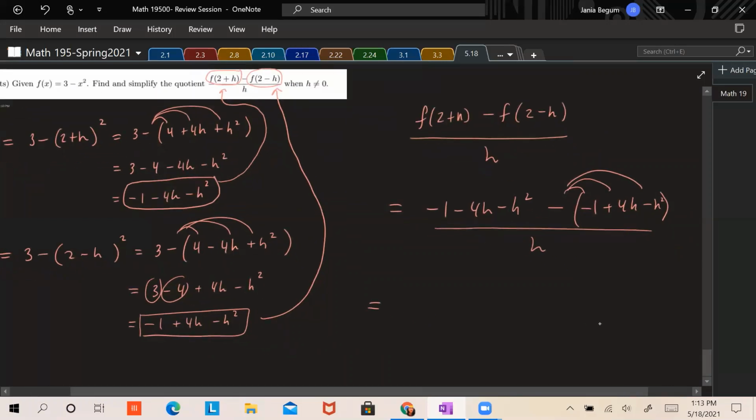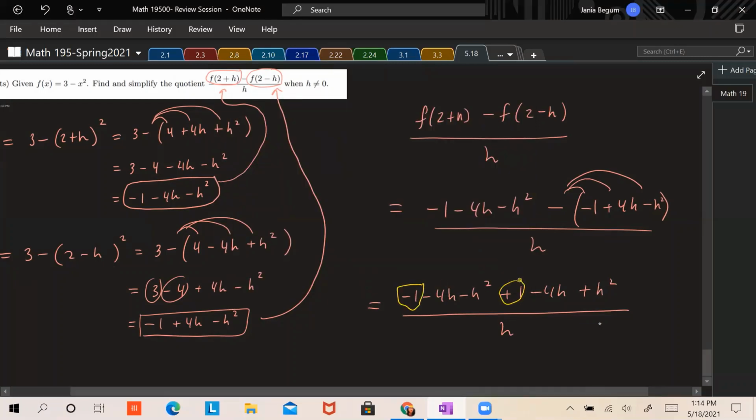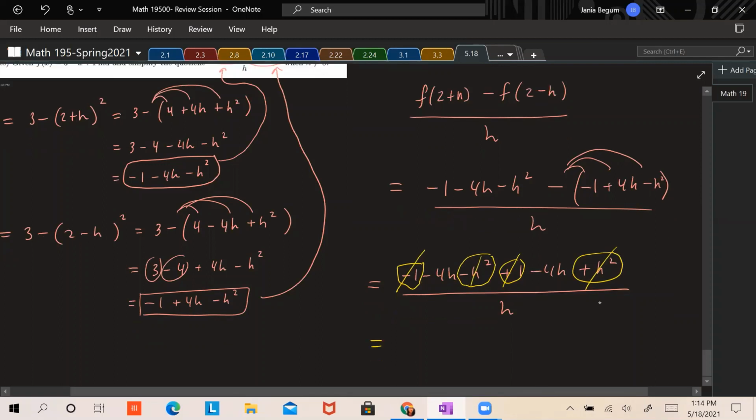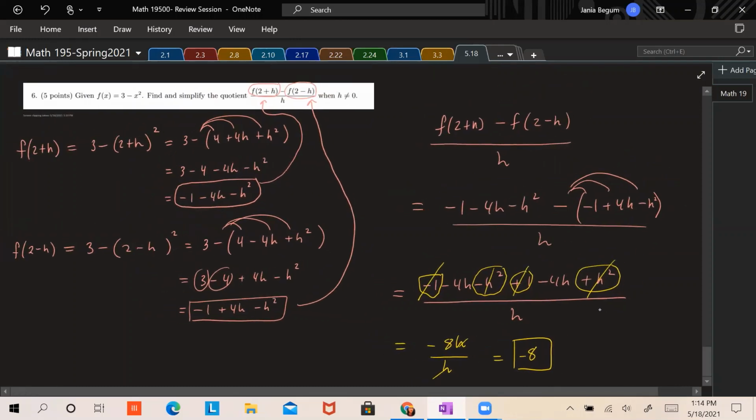So that gives us negative 1 minus 4h minus h squared plus 1 minus 4h plus h squared all over h. And this is the cool part where you start canceling like terms. So negative 1 and 1 cancel out. And then h squared and negative h squared also cancel out. So we're left with negative 4h minus 4h, that's negative 8h over h, and then the h's can cancel out as well, so it's just negative 8. That will be the simplified answer for this difference quotient. Any questions?